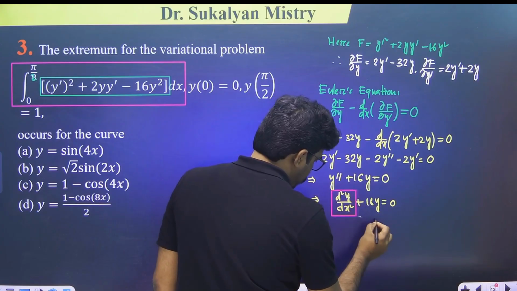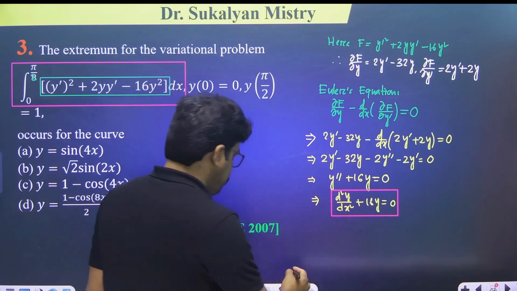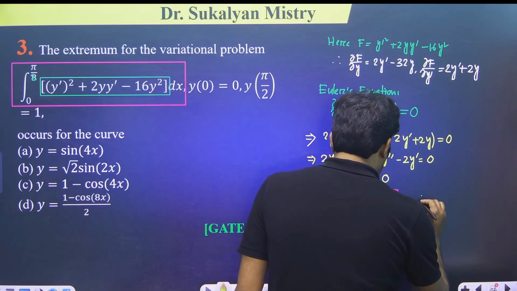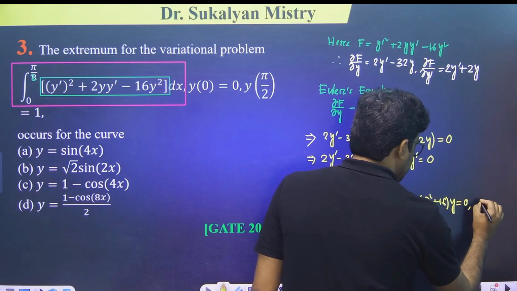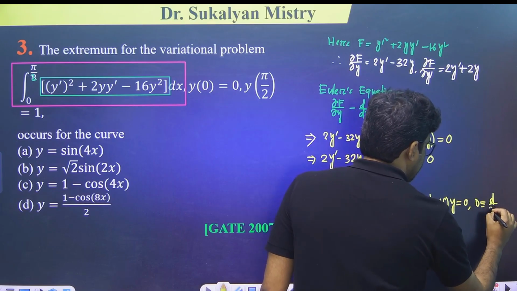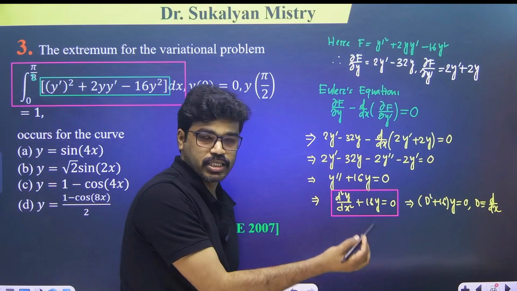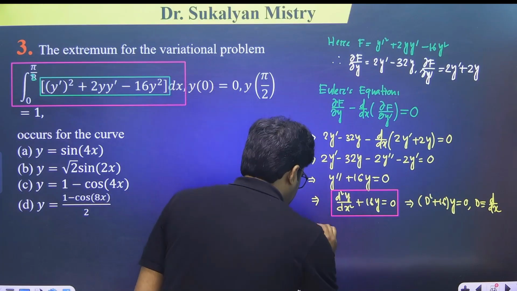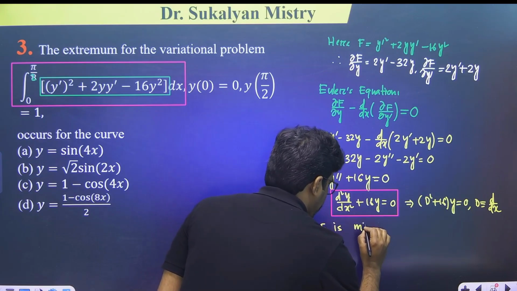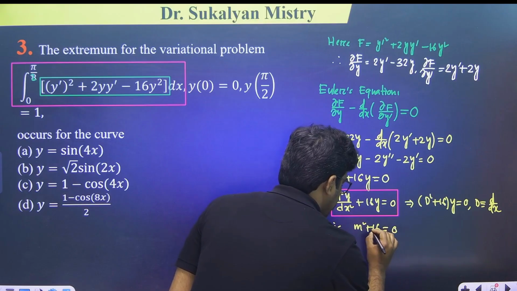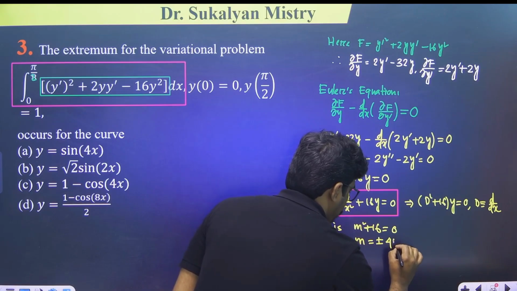Okay, so now we have to solve this differential equation. Basically this is (D² plus 16) y is equal to 0. What is D? Basically D means d/dx. So what is the auxiliary equation? The auxiliary equation will be m² plus 16 is equal to 0, that means m is equal to plus minus 4i.